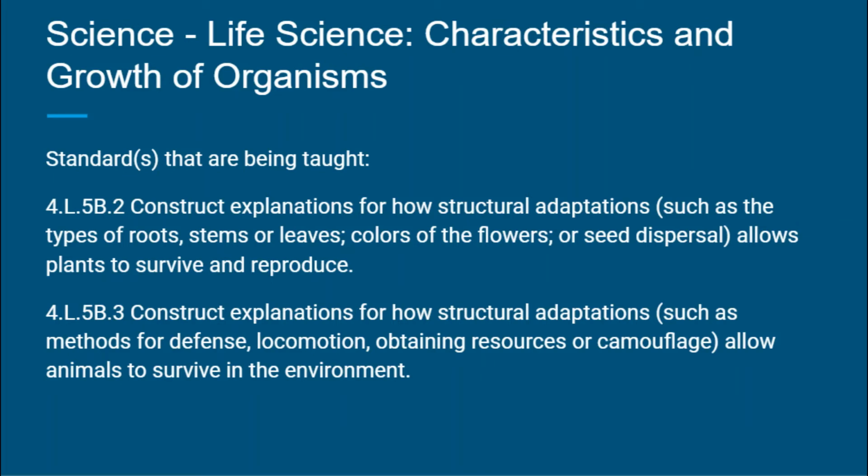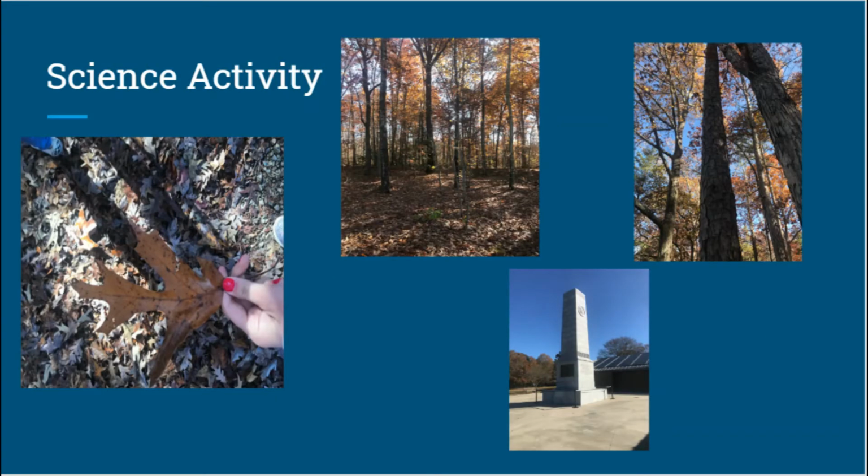Students will be able to construct explanations for how structural adaptations, such as the types of roots, stems, leaves, colors of the flowers, or seed dispersal, allows plants to survive and reproduce. The students will also construct explanations for how structural adaptations, such as methods for defense, locomotion, obtaining resources, or camouflage, allows animals to survive in the environment.